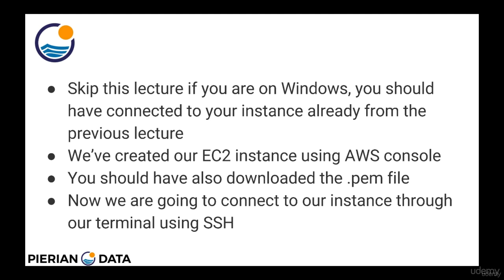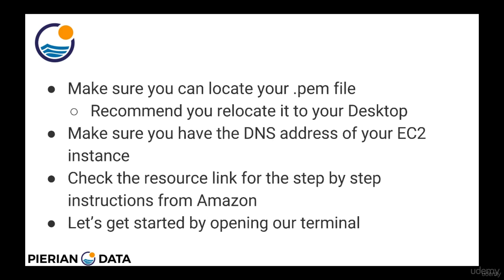We've already created our EC2 instance using the AWS console. You should have also already downloaded that .pem file. Now what we're going to do is connect to our instance through our terminal using the secure shell. Make sure you can locate your .pem file. I would recommend that you relocate it from wherever you saved it to your desktop so you can follow exactly along with what I'm doing.